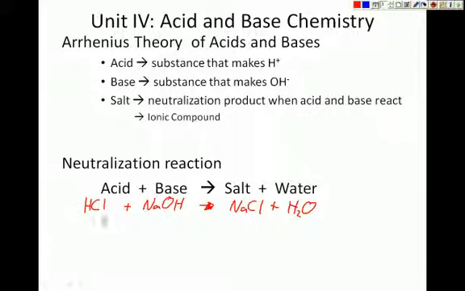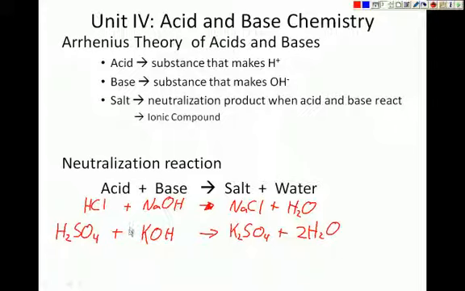Another thing that we can do is with another type of acid like sulfuric acid, H2SO4, and we can have that with, let's try a different one this time, potassium hydroxide, and that will make K2SO4 and two waters. Balance this reaction up.